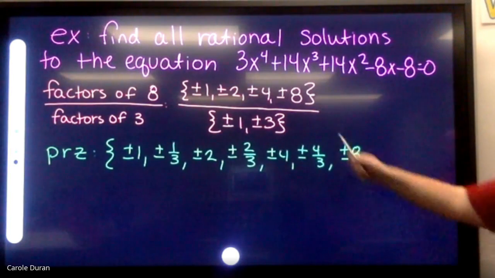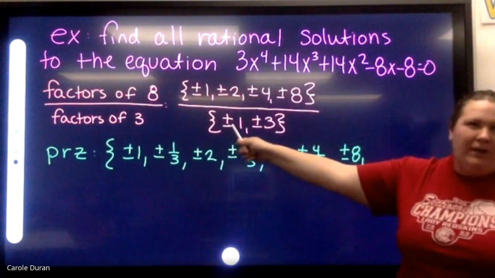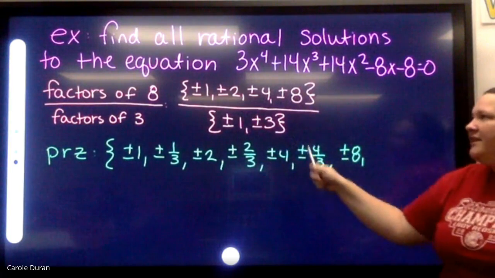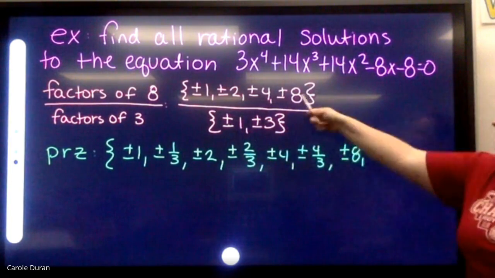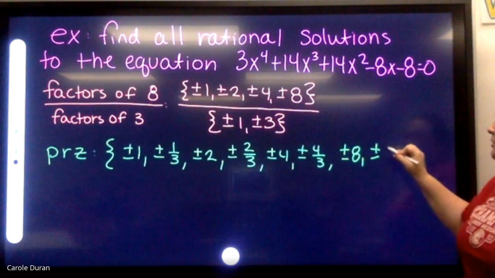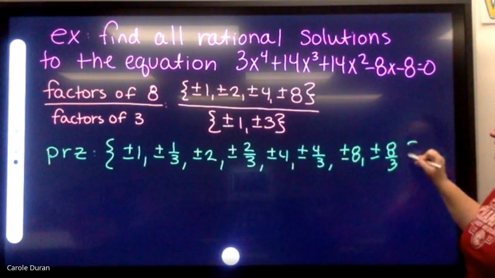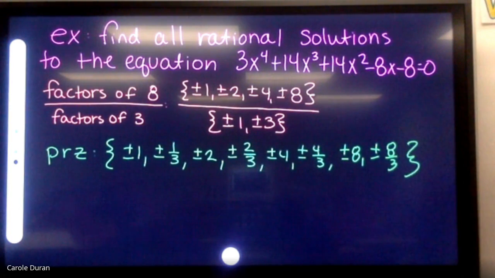Okay, so then I did 4 divided by 1 is 4. 4 divided by 3 is 4/3. 8 divided by 1 is 8. 8 divided by 3 is 8/3. We include the positive and the negative, all of them. And then there's my list.